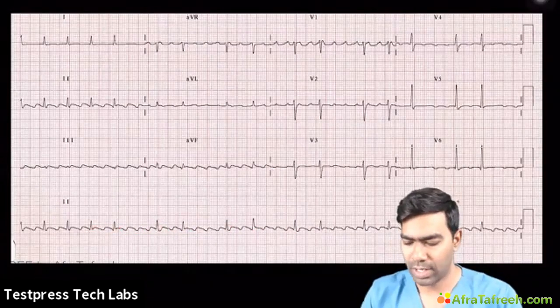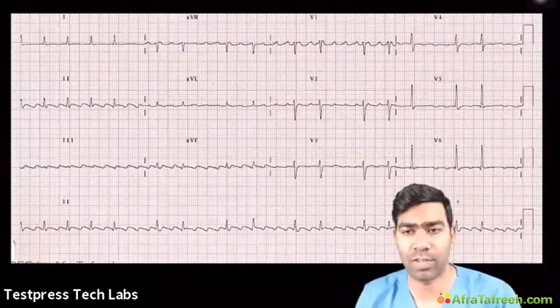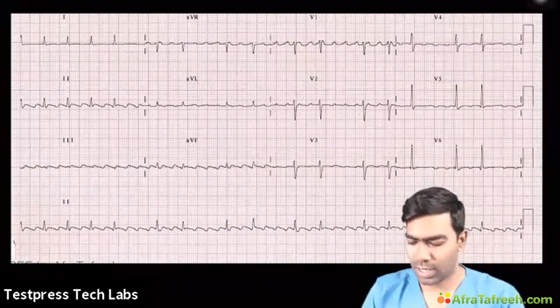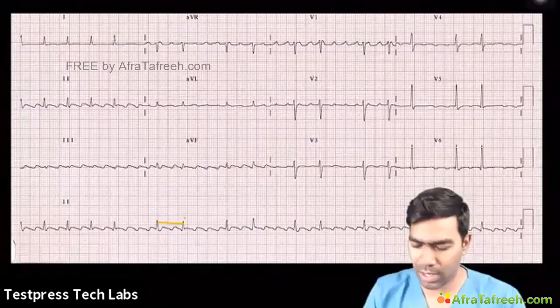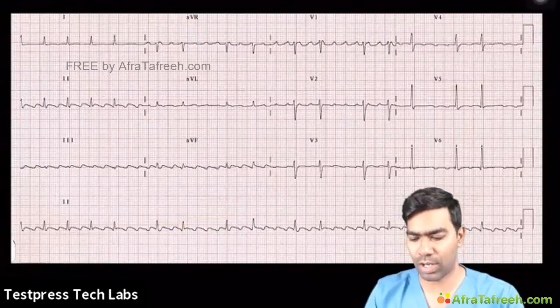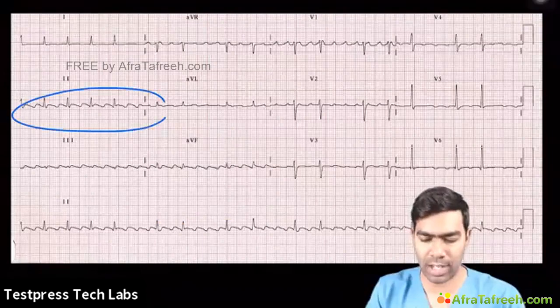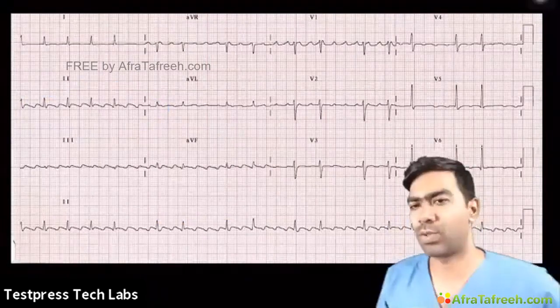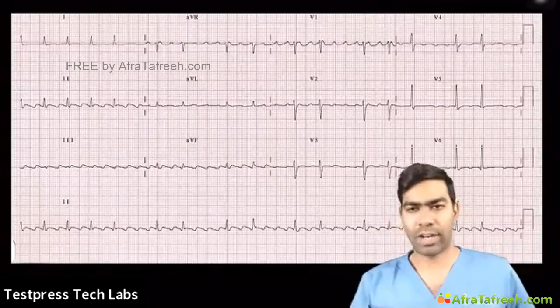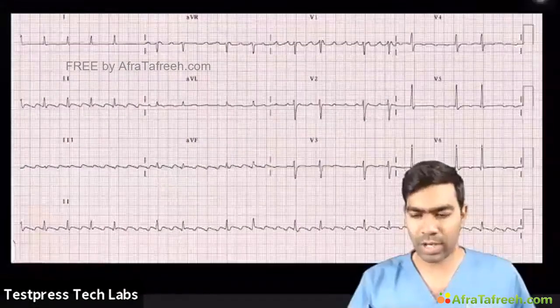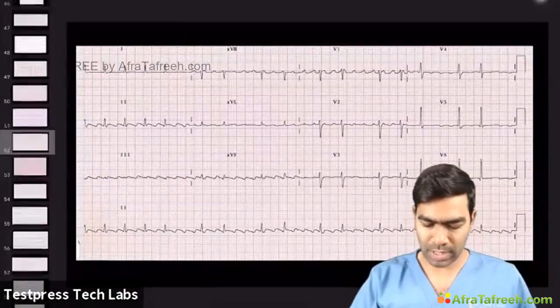I told you already. In flutter, there is no point in seeing the regularity of the rhythm and all, because if you take it in a broad sense here, the rhythm can look absolutely irregular. So you cannot really tell that. The idea of doing a flutter is identifying this sawtooth baseline. Without that, it's impossible to find out that this patient is having a flutter. So don't think about anything else. That's a sawtooth baseline, that's a flutter.